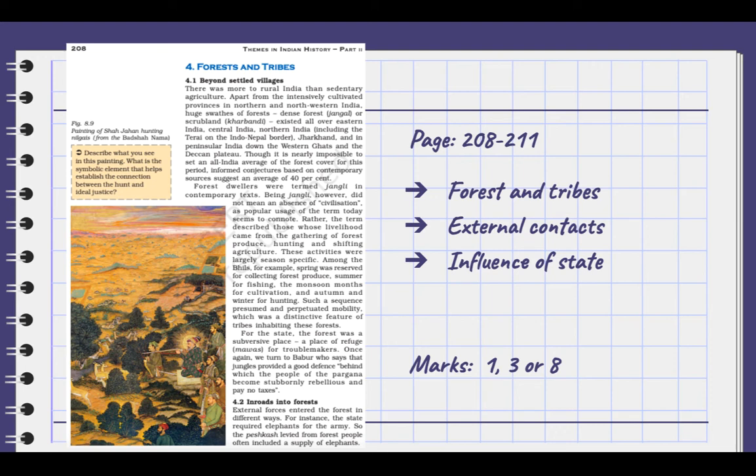So study this well. This has come occasionally in the past, so it's likely that they may repeat it now as well. So you can get 1, 3 and 8 marker questions from this section of the chapter.